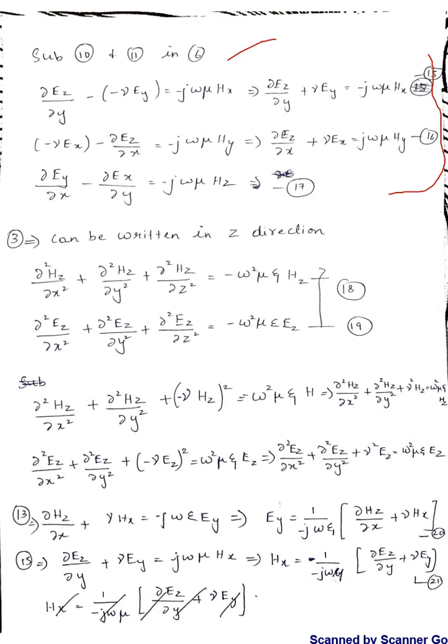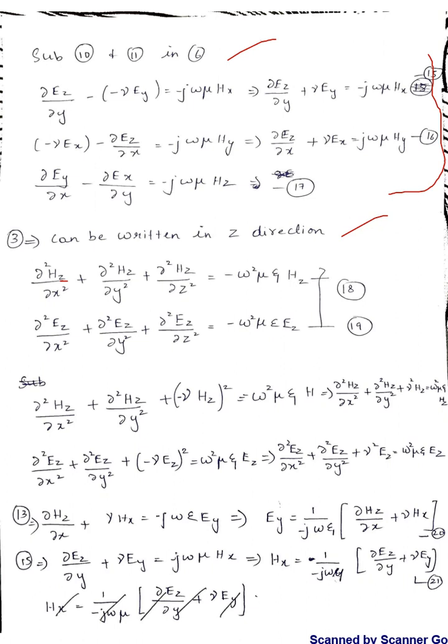Now this third equation can be written in the z direction. That is, without z we have written the third equation. Now in the z direction, if I write dou square Hz by dou x square plus dou square Hz by dou y square plus dou square Hz by dou z square is equal to minus omega square mu epsilon Hz. And similarly for E, dou square Ez by dou x square plus dou square Ez by dou y square plus dou square Ez by dou z square is equal to minus omega square mu epsilon Ez.